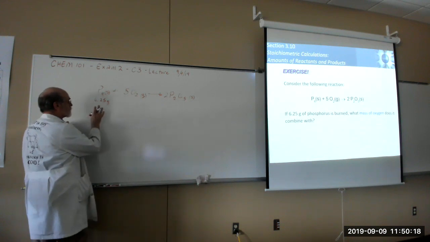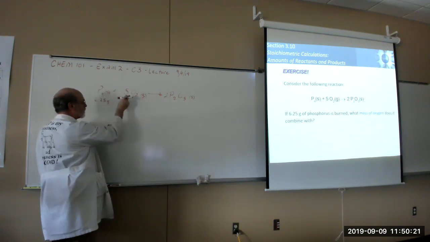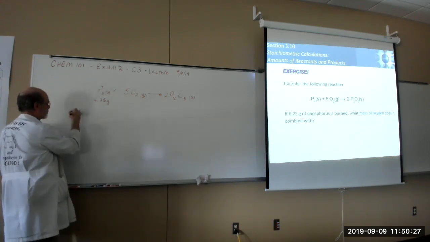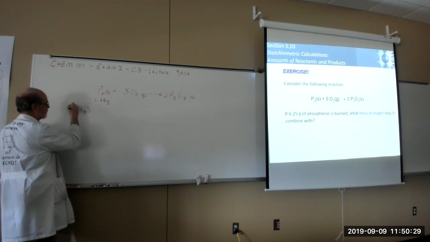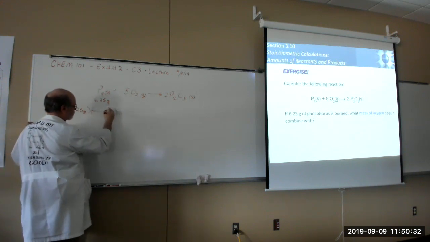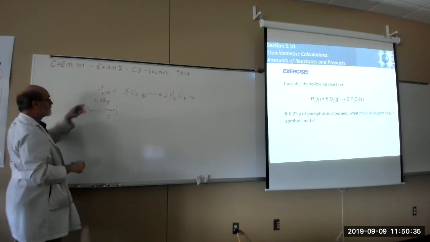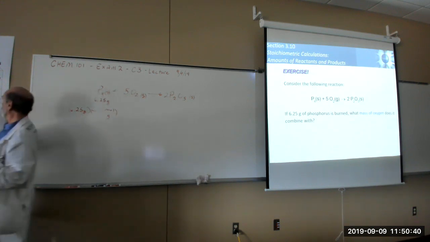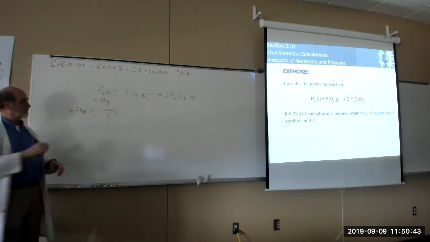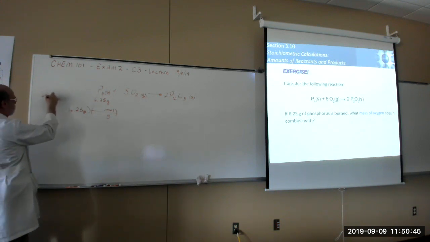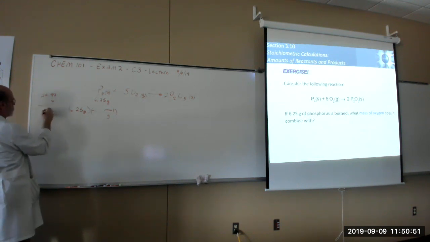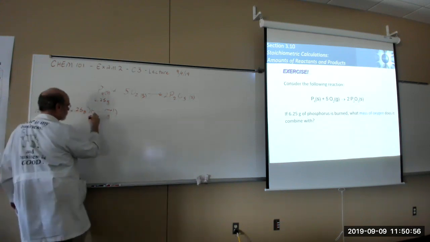Okay, so in order to go from here to here, to find out how much of that you need, this has to be converted to moles. So what's the molar mass of P4? Phosphorus is 30.97, and you need 4 of them. That gives 123.88.